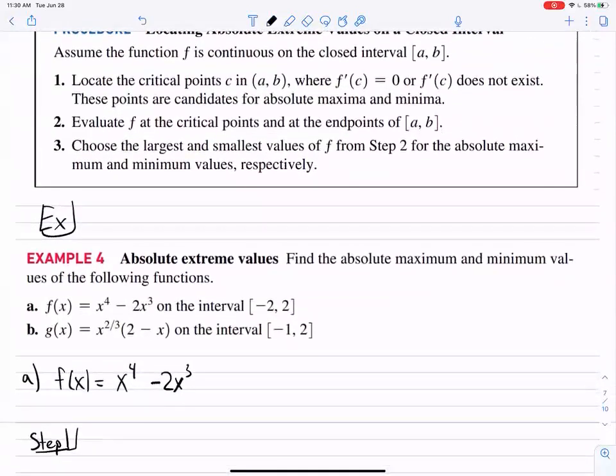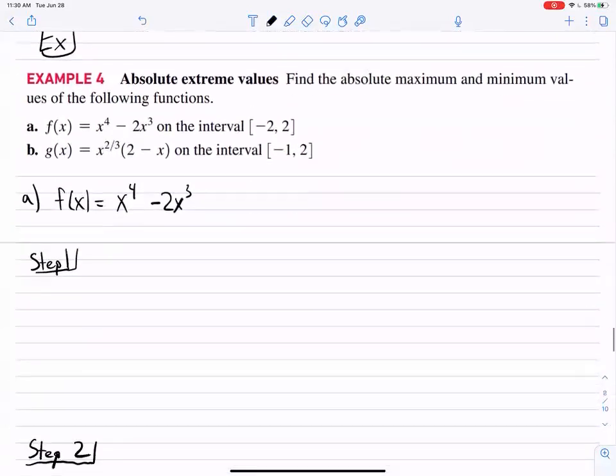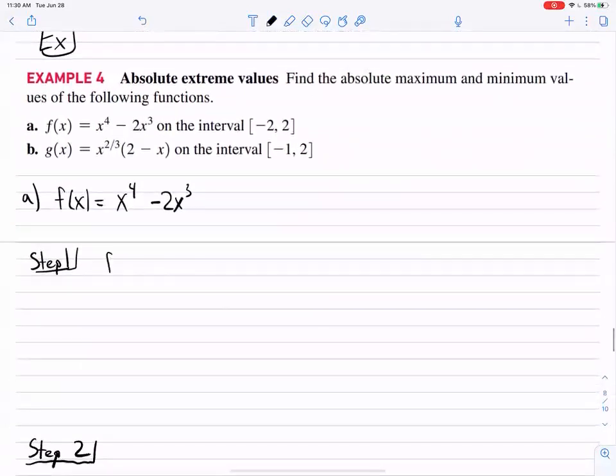Step 1, find the critical points. Step 2, plug them in and the endpoints into a table, and then you look at your table. And so let's do that. So step 1, find the critical points. So what is the derivative? The derivative of this function is just 4x cubed minus 6x squared.